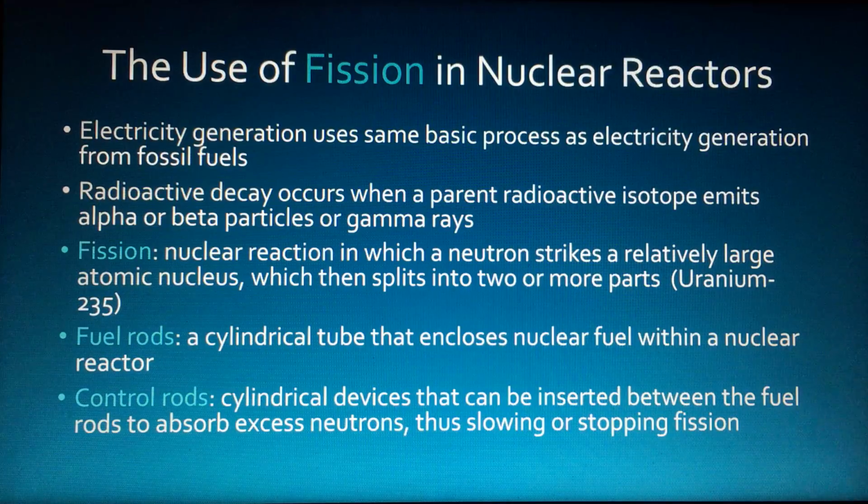Another component of this reaction is a fuel rod, a tube that encloses nuclear fuel within a nuclear reactor. Nuclear fission rates have to be controlled so that reactions don't happen too quickly. This can be done by a control rod, which is a device that can be inserted between the fuel rods to absorb excess neutrons, thus slowing or stopping fission. This can also be done routinely to prevent meltdown or fire. Meltdown is when nuclear rods are left uncontrolled and quickly become too hot and melt.